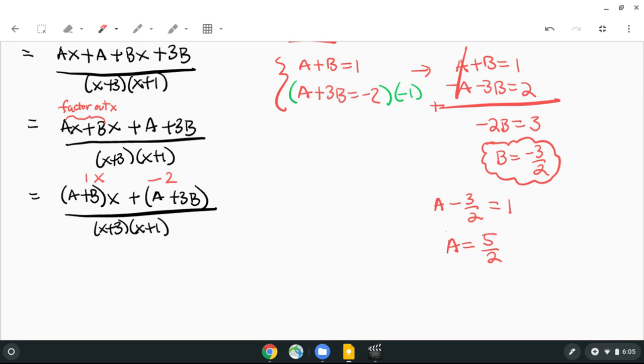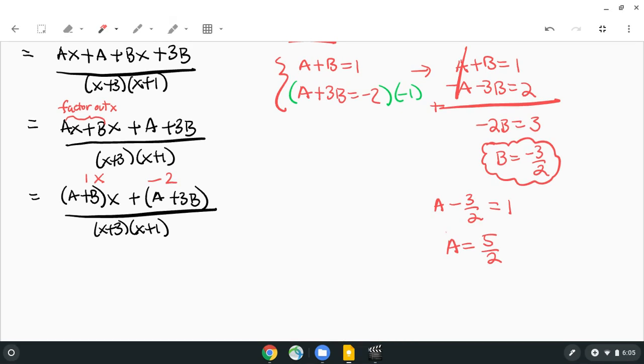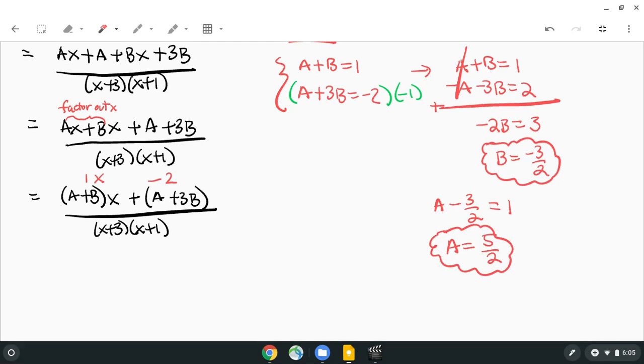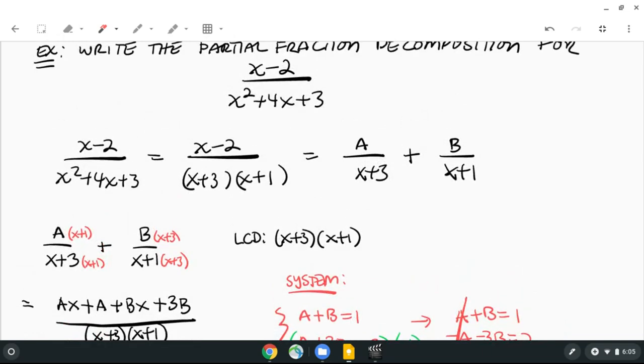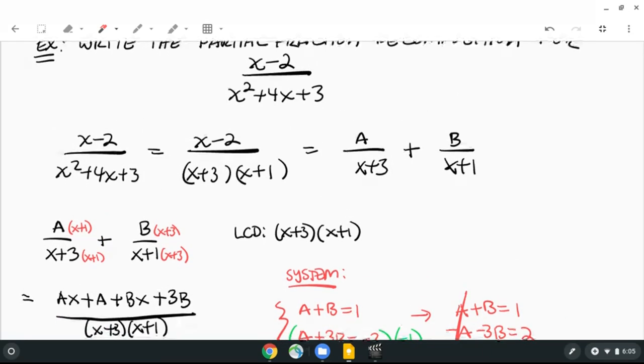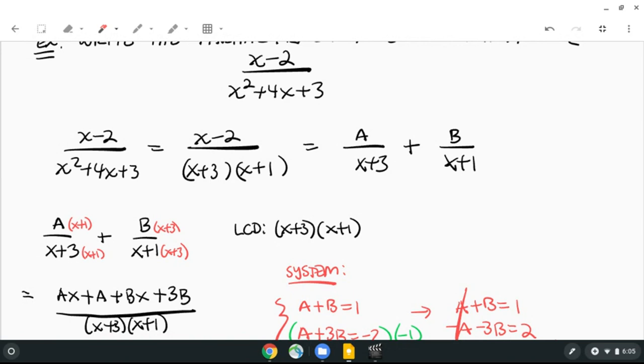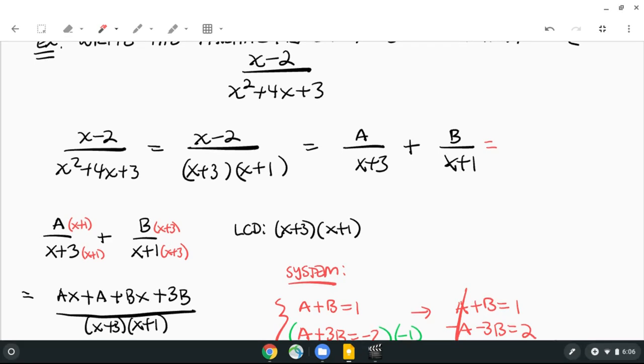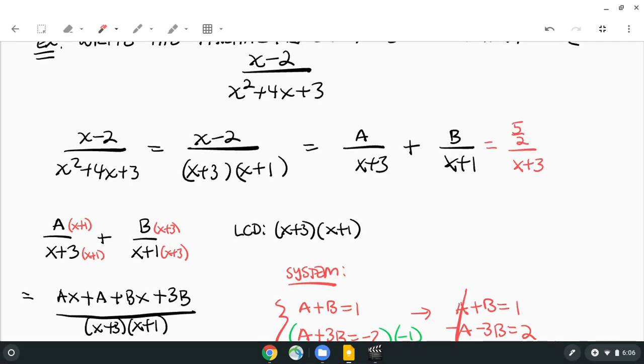So we have our a, we have our b, so we have our partial fractions. Let's go to the top to see what our partial fraction setup was like, so we know where to place these. Okay, so a is 5 halves, and b is negative 3 halves. So when we write this, we said a is 5 halves, and b is negative 3 halves.